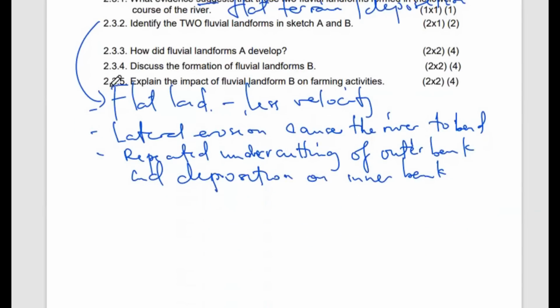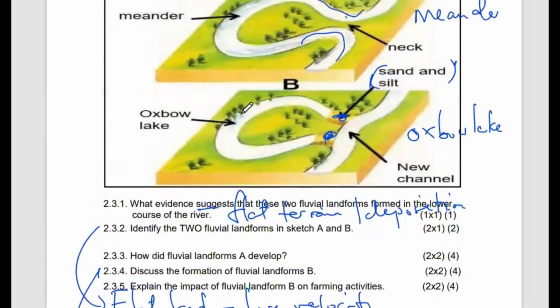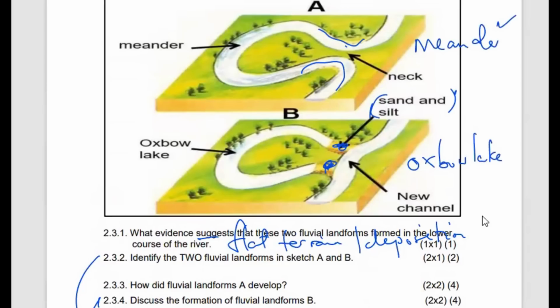Right, moving on to the next question. Discuss the formation of fluvial landform B, basically an Oxbow lake. Like what we are seeing here, I'll use this explanation. We are seeing how an Oxbow lake forms. It starts from a meander, that's the first step. On the meander, we have an outer bend where there is erosion, and here there's deposition. The same happens on this bend. This is the outer, there is erosion, and there's deposition on the inner bend here.